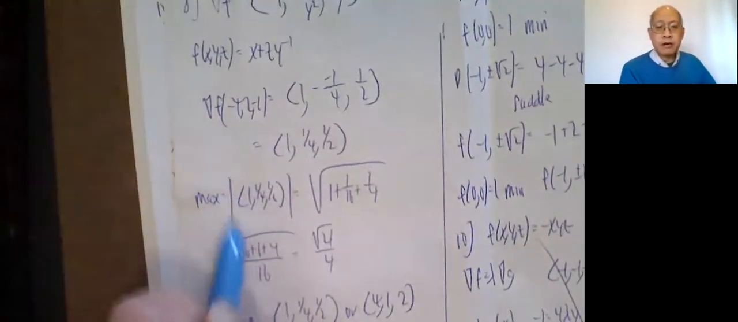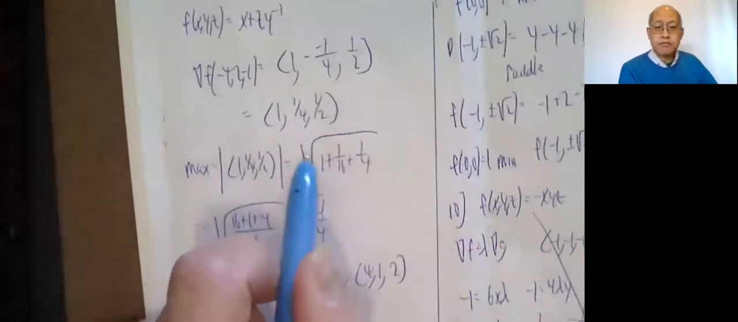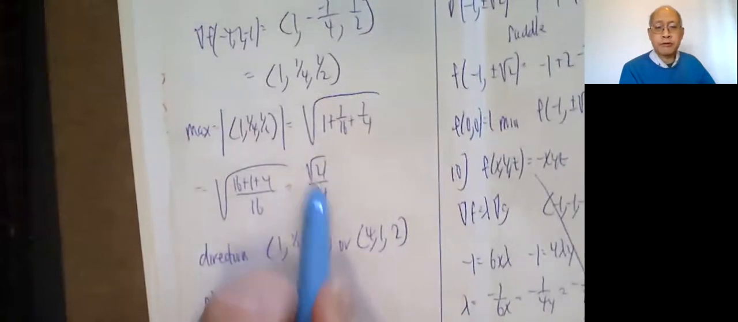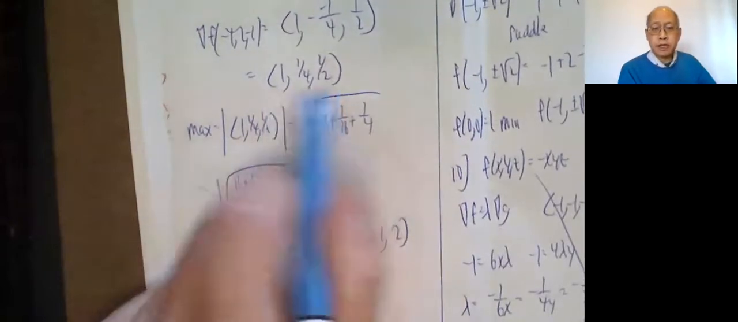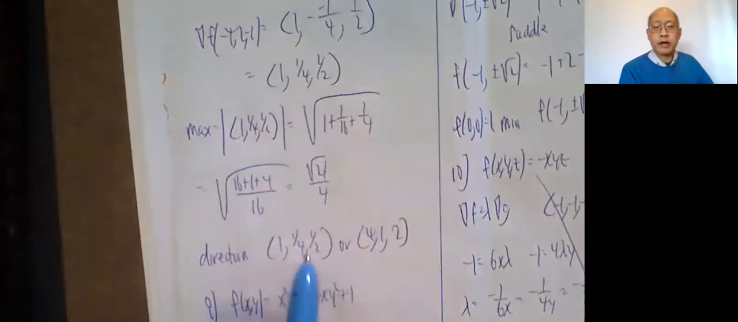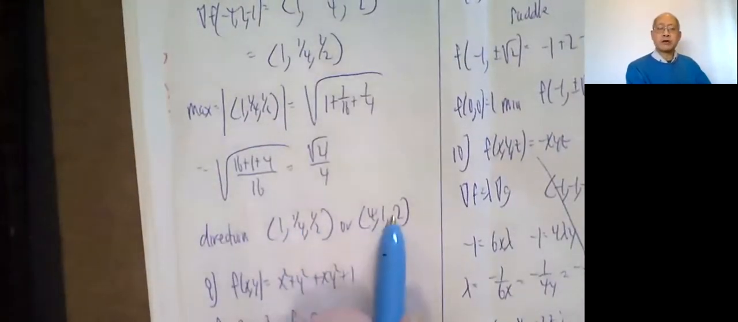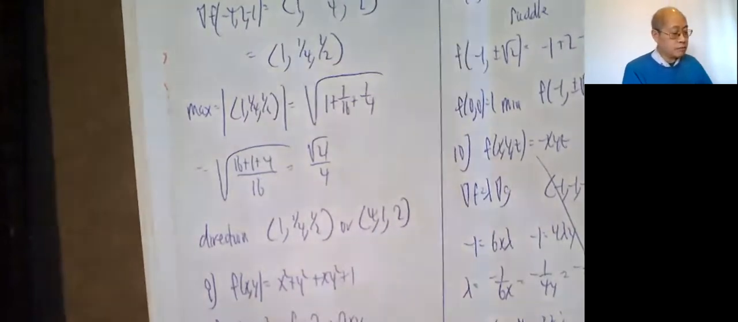Okay, so the maximum value is the magnitude of this vector, which is radical 1 plus 1/16 plus 1/4. Comes out to be radical 21 over 4. The direction is the direction of the gradient vector, 1, 1/4, 1/2. You did not have to make it a unit vector. Okay, it would have been nice to make it integer components, or 4, 1, 2. Some of you did that, so that's fine.